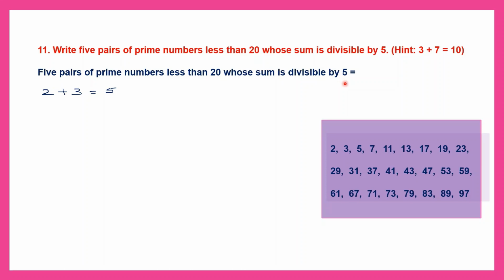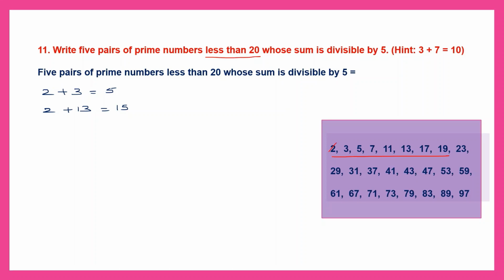That is 5, 10, 15, 20, 25, numbers like that. 2 plus 11 is 13. No. 2 plus 13 is 15. Yes, we can use that. 2 plus 13 is 15 and 15 is in the tables of 5. Let's continue with 2. 2 plus 17 is 19. No. 2 plus 19 is 21. Remember, we can only use these prime numbers because the question says less than 20. So we finished with 2.